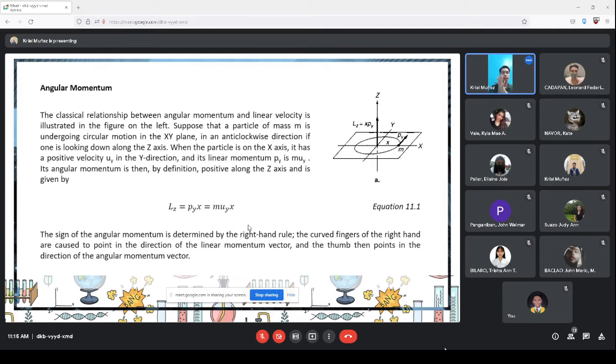aside from your thumb, the rest of your fingers should follow the direction of the rotation. So for this one, since the rotation is anti-clockwise or counterclockwise, in our right hand rule the thumb points up, right?